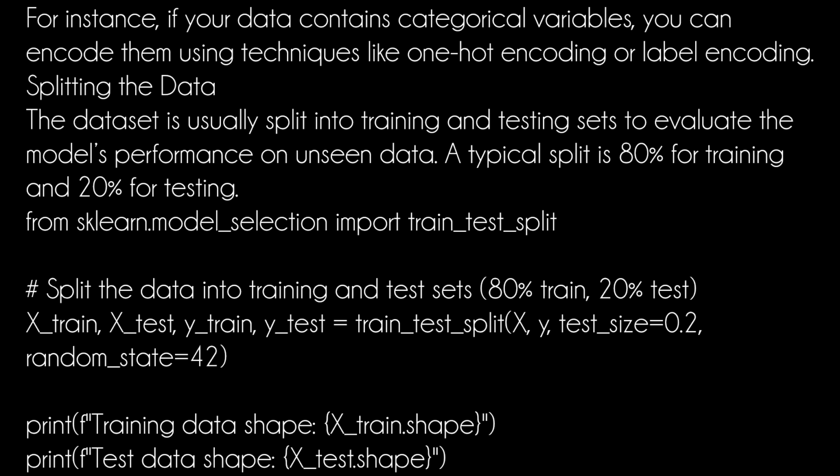For instance, if your data contains categorical variables, you can encode them using techniques like one-hot encoding or label encoding. Splitting the data. The dataset is usually split into training and testing sets to evaluate the model's performance on unseen data. A typical split is 80% for training and 20% for testing.